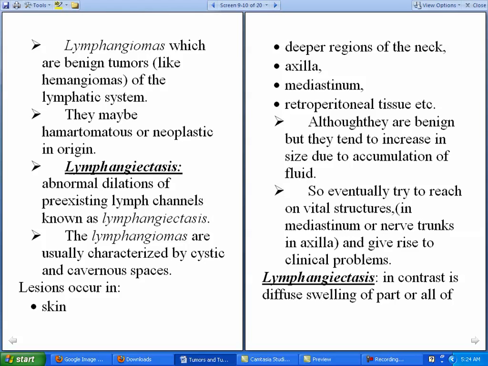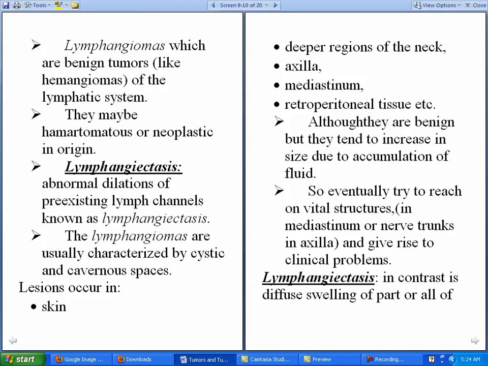They do try to reach on vital structures. For example, the vital structure which are present in the mediastinum, or the nerve trunks which are present in the axilla. Because we have seen the cystic hygroma, which is actually lymphangioma of the neck, which was progressively increasing in size and was almost affecting the whole neck, and that gave rise to clinical problems.